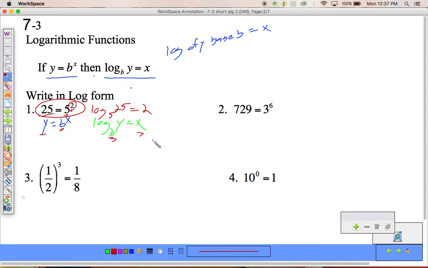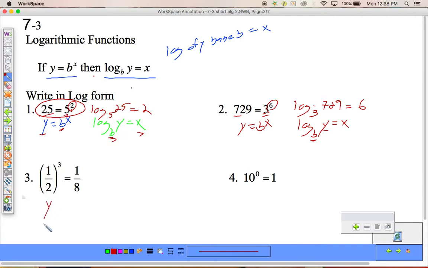All right, so number 2, 729 equals 3 to the 6th power. So this is my y equals b to the x. I want the log of y base b equals x. So I'm going to say the log of my y value, 729, base my b value, base 3, equals my x value. The log of 729 base 3 equals 6. That's the idea. Given an exponential, we need to be able to write it as a log.